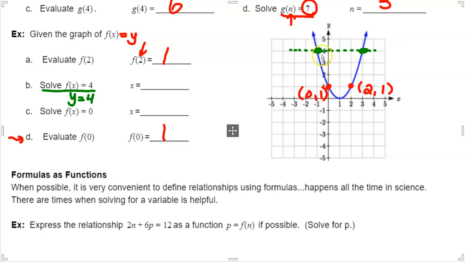So I need to determine what is the x value at this point, which is negative 1. What is the x value at this point, which is positive 3. Therefore, the solution that I have here is negative 1 and 3. Now, if you were to write 3 comma negative 1, that would work as well. You don't have to have them in a specific order.